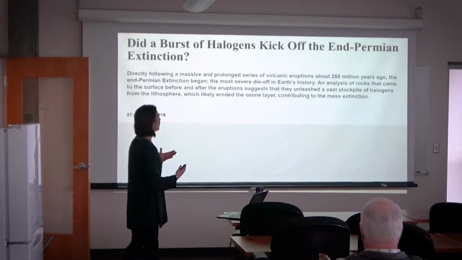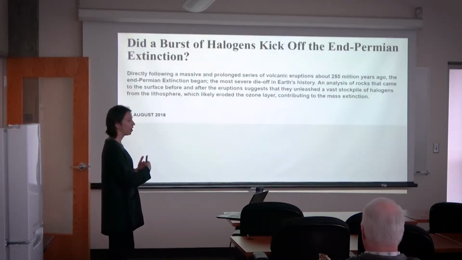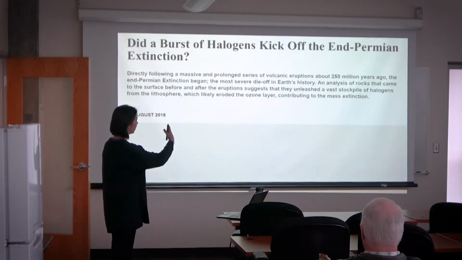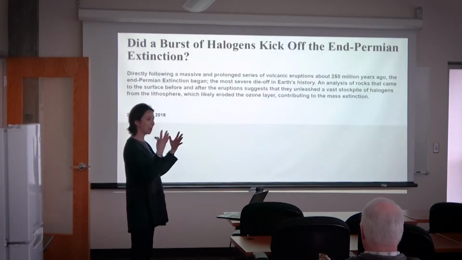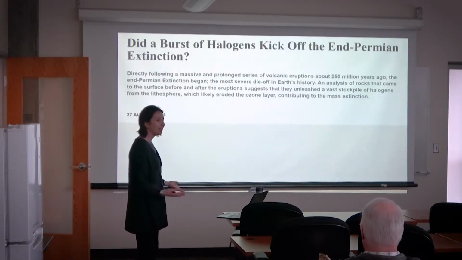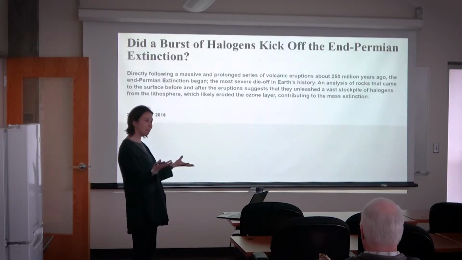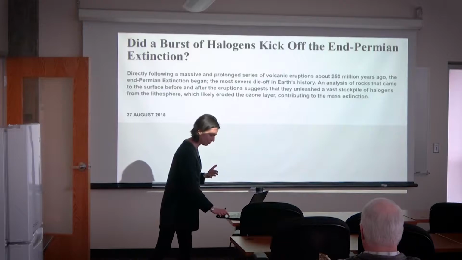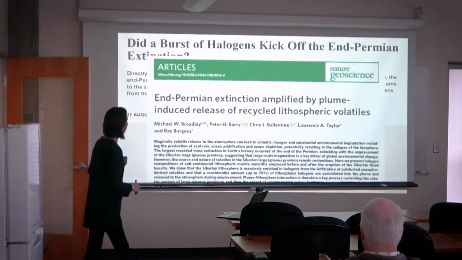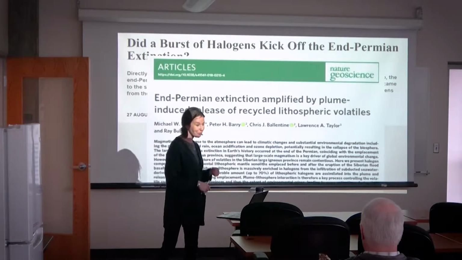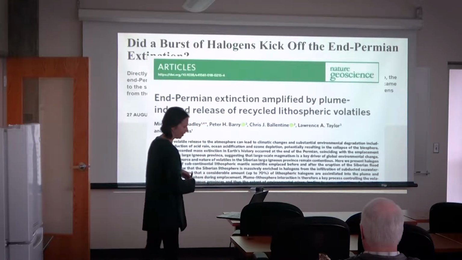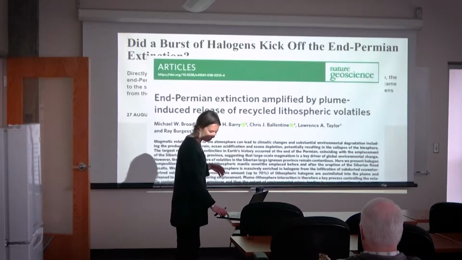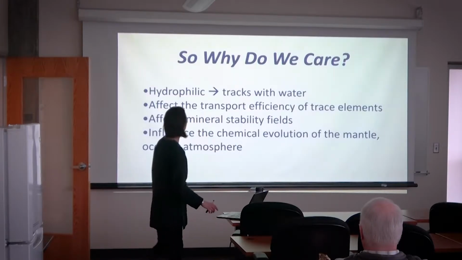This group analyzed rocks that came to the surface before and after those eruptions, looking at their halogen budgets. What they showed is that the eruptions unleashed a large stockpile of halogens, which they argue were trapped in the lithosphere, went into the atmosphere, eroded the ozone layer and contributed to this mass extinction event. So this is highlighting some of the work by Broadley and others. One of the points is that halogens can actually cause mass extinction events, but essentially the cycling of halogens can affect the chemical evolution of different reservoirs on Earth.